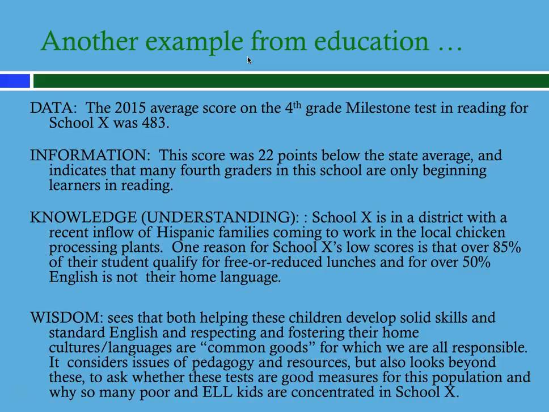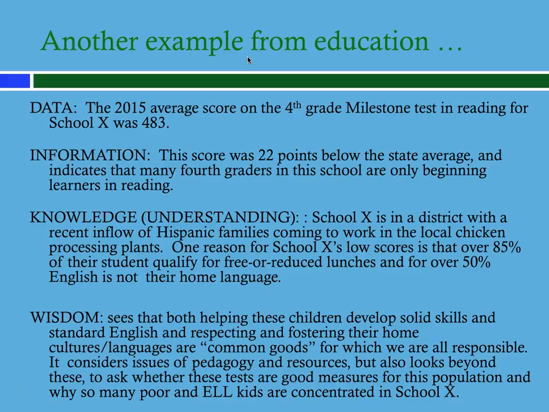Okay, information puts meaning into that. That 483 score was 22 points below the state average. And it indicates that many fourth graders in School X were only beginning learners in reading still. Okay, so now you have some information, but a lot of people stop there. And we can look that kind of stuff up on the web all the time. But getting to this next stage, knowledge or understanding, that's a little harder because you have to find other information. You have to put this information in context and compare it to other things.